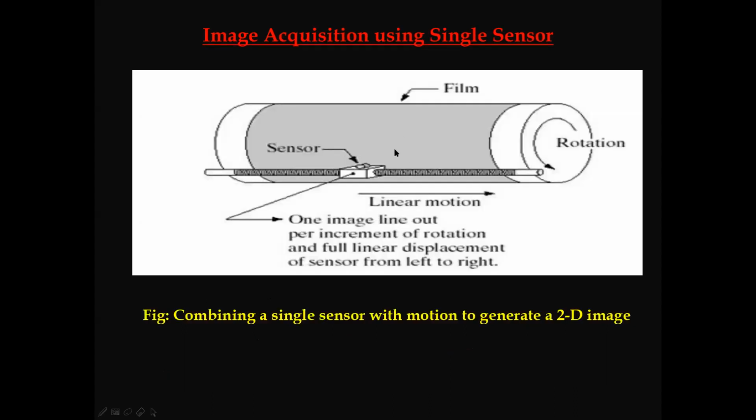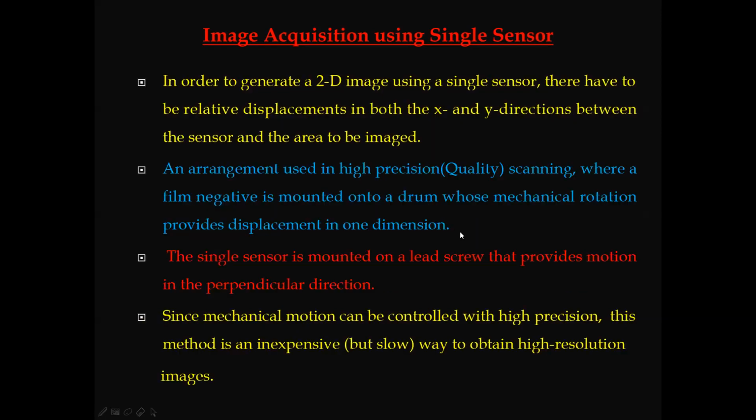In the single sensor arrangement, here we have a drum. The rotation of the drum is in one direction, which I represented with one arrow. Rotation of the drum is in this direction. The motion of the sensor is in this direction. You can see the linear motion. So the image is captured if and only if the rotation of the drum and the motion of the sensor are perpendicular to each other.